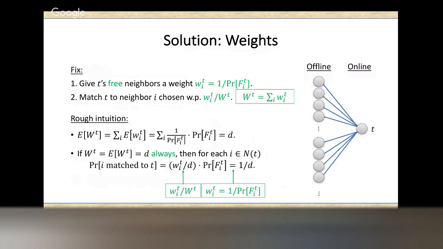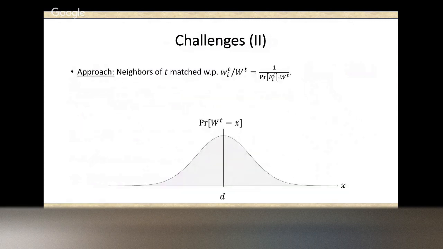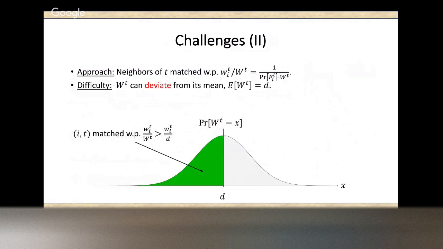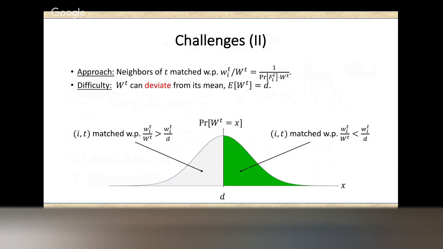I'm just repeating the analysis here. As we said, we'll try to match neighbors of T with probability proportional to their weight, which would be 1 over the probability of those guys being free times the sum of the weights. The problem is that since the sum of weights can deviate from its expectation, we have two possible problematic cases. The first is if the sum of weights is below its expectation: we'll match the neighbors of T with too high a probability. On the other hand, if the sum of the weights is too high, we'll get matched with too low a probability.